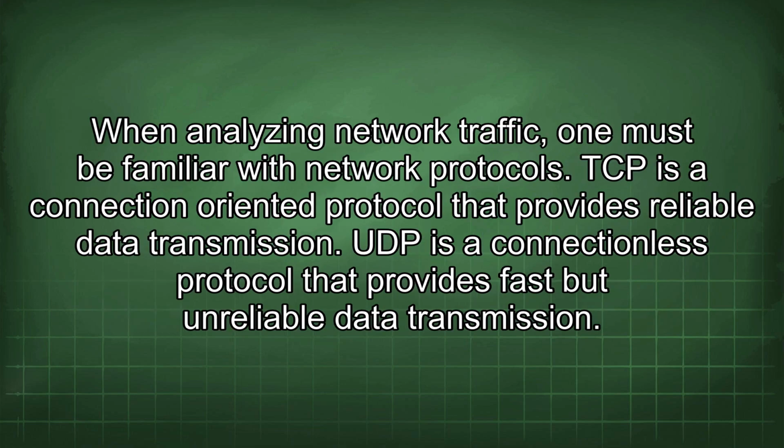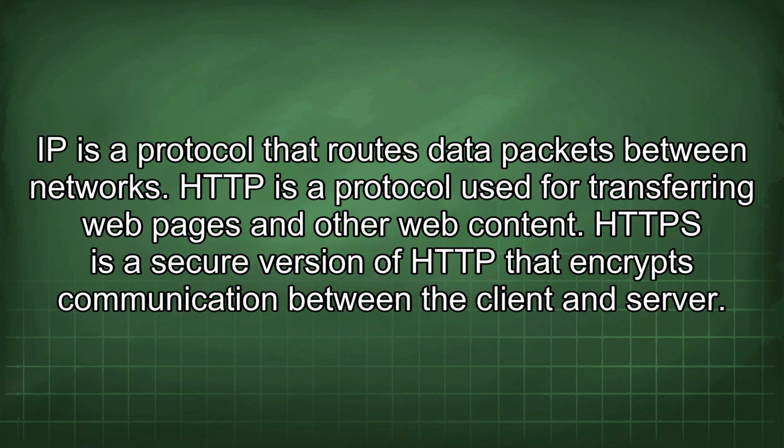When analyzing network traffic, one must be familiar with network protocols. TCP is a connection-oriented protocol that provides reliable data transmission. UDP is a connectionless protocol that provides fast but unreliable data transmission. IP is a protocol that routes data packets between networks. HTTP is a protocol used for transferring web pages and other web content. HTTPS is a secure version of HTTP that encrypts communication between the client and server.